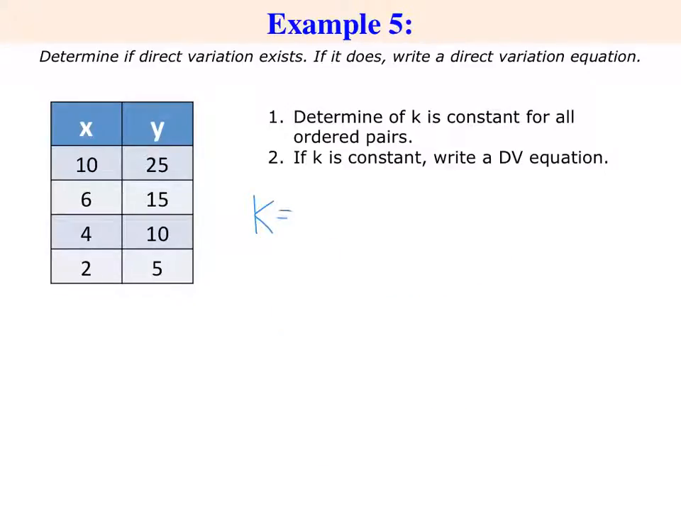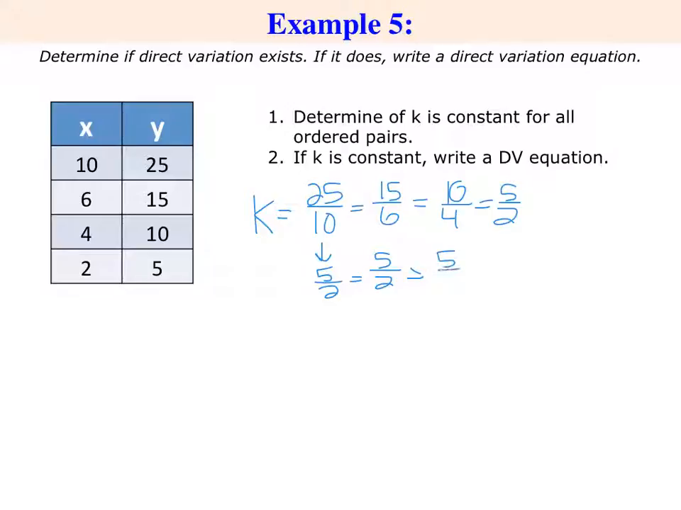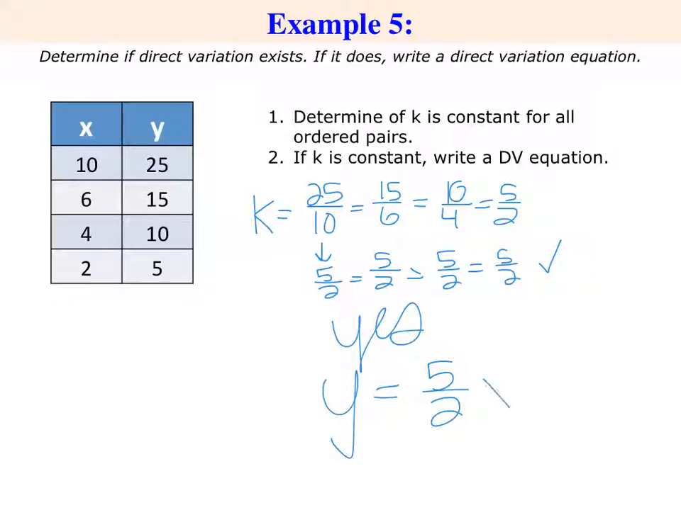Okay, so second example, we're testing if 25 over 10, which is y divided by x, is the same as 15 over 6 and 10 over 4, and then 5 over 2. So I know I can reduce by 5 here to get 5/2. 15 over 6 can be reduced by 3 to give you 5/2. 10 over 4 is reduced by 2 to give you 5/2, and then obviously 5/2 is 5/2. So this one is another yes, direct variation exists, and then we would write our equation using what your constant of variation was, which was 5/2.